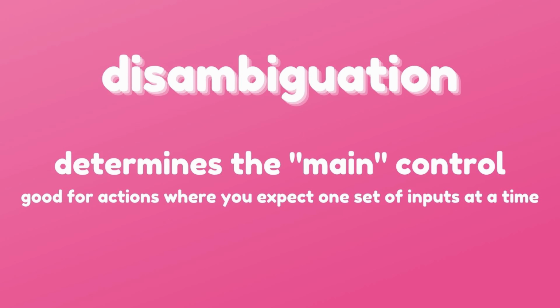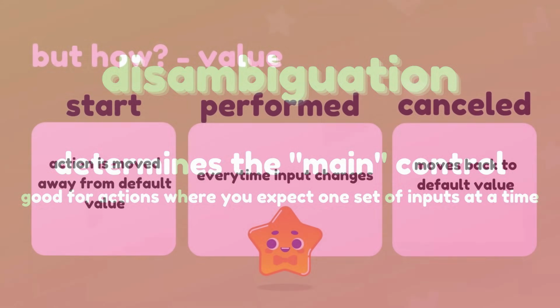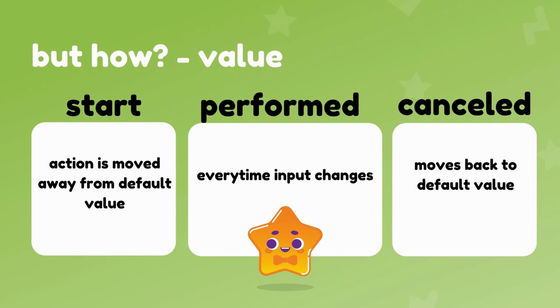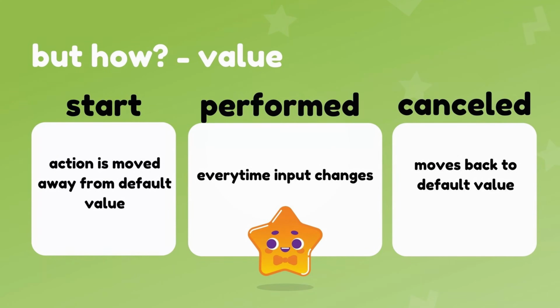So you want to use this one if you have different controls for an action, but you only want to take input from one at a time. And so how does it determine which one is the main one? Well, here's where the callbacks come into play. So let's say I'm on my controller and I'm moving my joystick. If I'm not moving my joystick, it's just waiting for input. However, the moment I start moving the joystick away from the center or its default value, then it automatically starts the event. So it's started.